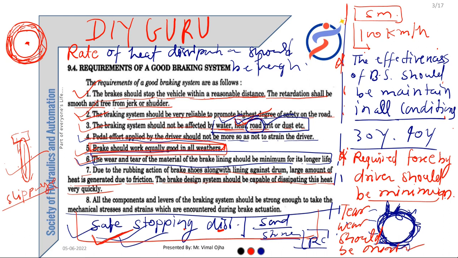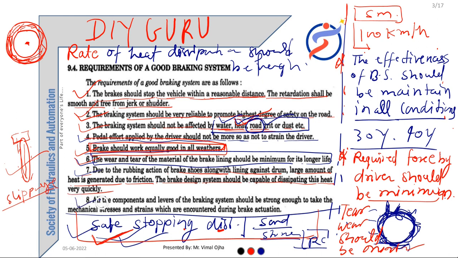If this function is not working properly, the disc will expand in terms of radius or area. Because of the expansion, there may be seizing of the brake components.